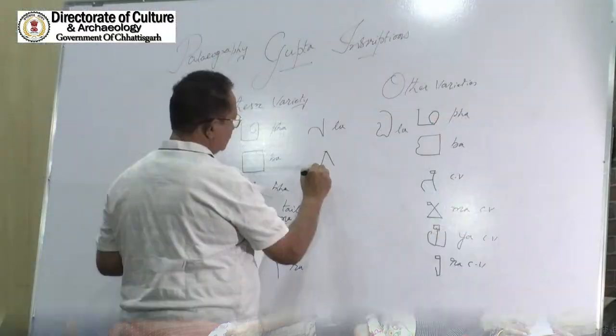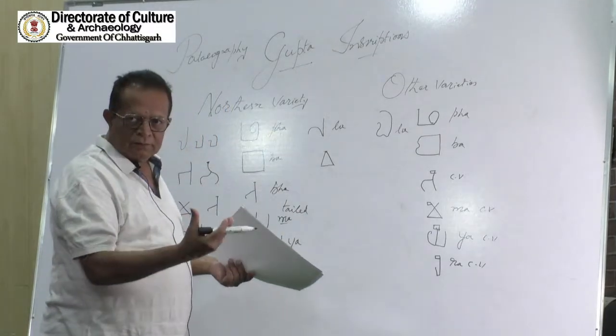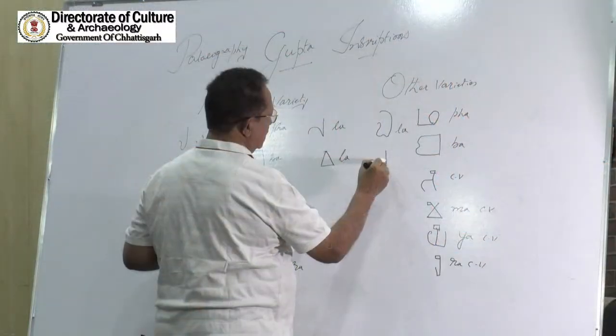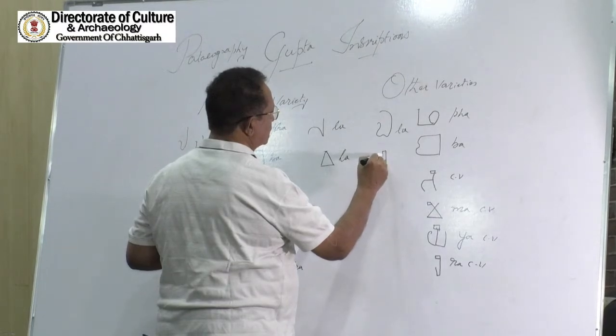Va is simple with a head mark and angular, just like a fire pot. And here it's a box-headed variety in central India. You find the square and a very small box attached above.